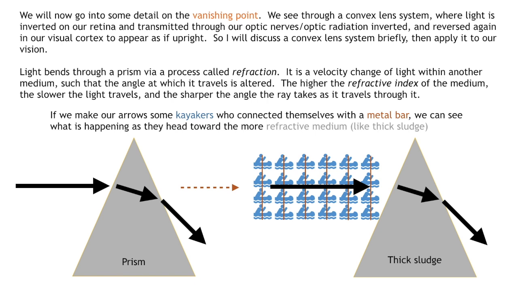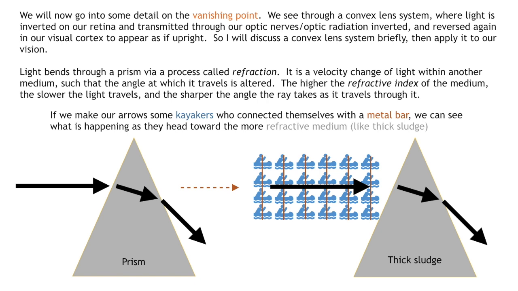So light bends through a prism via a process called refraction. It's a velocity change of light within another medium such that the angle at which it travels is altered. So the higher the refractive index of the medium, the slower the light travels, and the sharper the angle the ray takes as it travels through it. So we can make our arrows that are traveling through our prism on the lower left some kayakers instead to get a better understanding of what's going on.